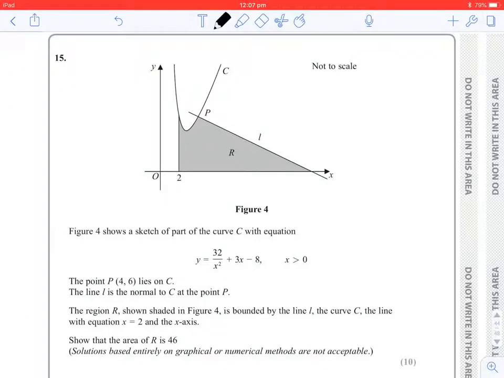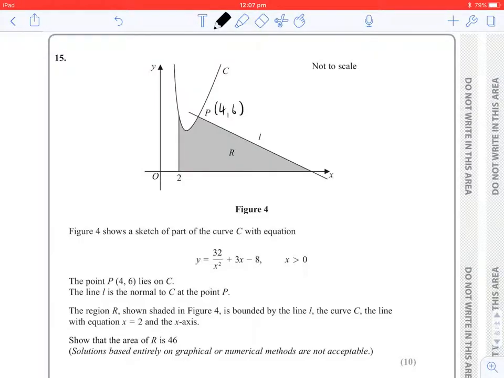AS paper, May 2018, question number 15. Figure 4 shows a sketch of part of the curve C with the equation y is equal to 32 over x squared, add 3x minus 8, where x is greater than 0. The point P (4, 6) lies on the curve C, so we've got 4, 6 in there.